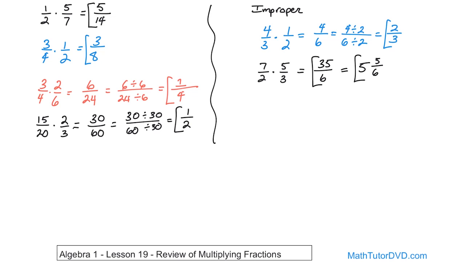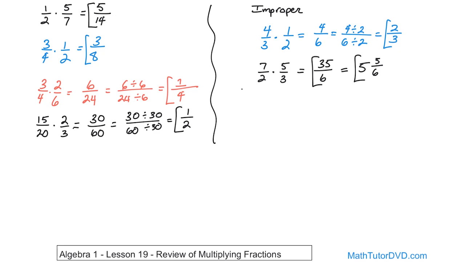You can actually write either one of these answers down. These represent the same thing: 5 and 5/6, or 35 over 6.